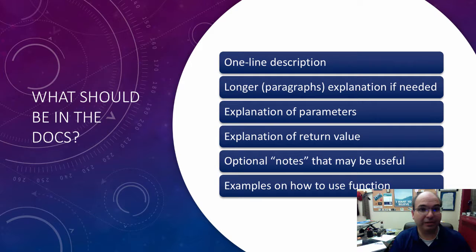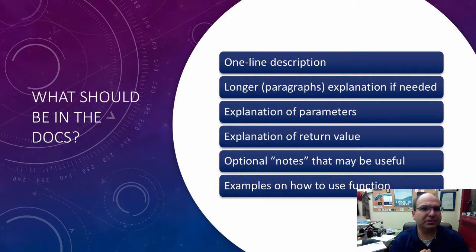Here's what should be in documentation. You should always have a one-line description. This function adds the numbers 1 to n. It needs to have something like that. Sometimes that's enough, depending on how complex the function is. But you at least need to have that, okay?